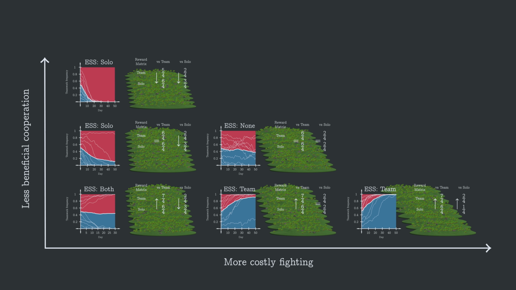Alright, moving on. From here, let's make fighting more costly. This one's not a mirror image of anything we've done so far, so try determining whether either strategy leads to a Nash equilibrium and whether it's evolutionarily stable.